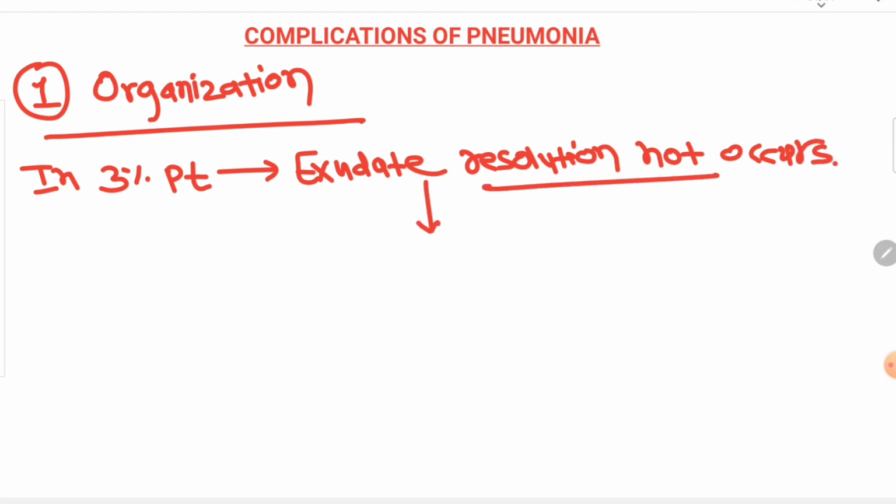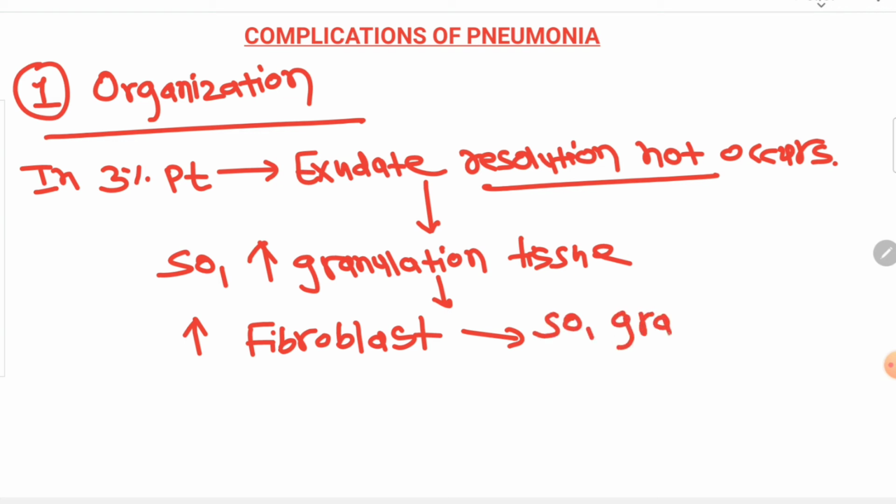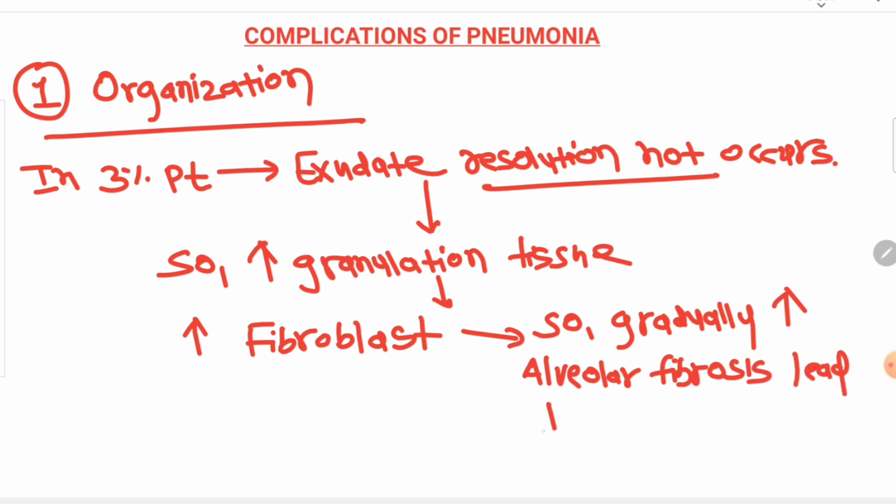And in fact, instead of resolution, there will be lots of increase in the granulation tissue because body is trying to heal the inflamed area. So the acute inflammation gets converted into chronic inflammation, and because of chronic inflammation, lots of granulation tissue, lots of fibroblast will be there, and gradually increased fibroblast in the alveoli lead to alveolar fibrosis. And because of alveolar fibrosis, the affected lobe is in shrunken form. That is known by the name organization.